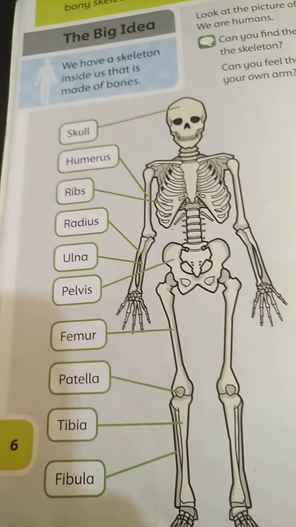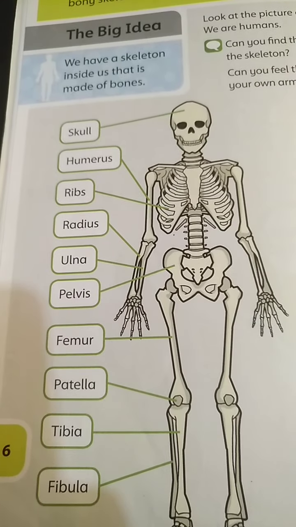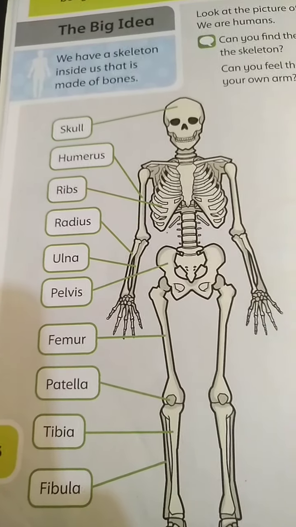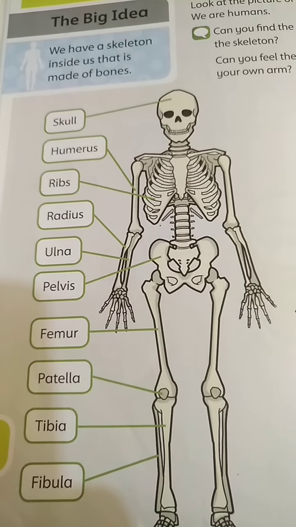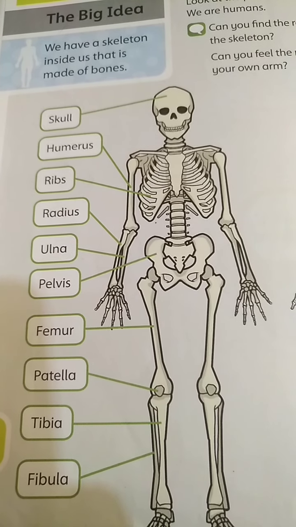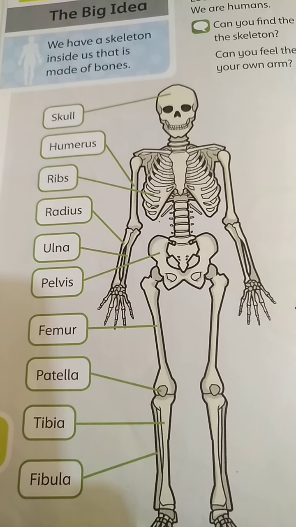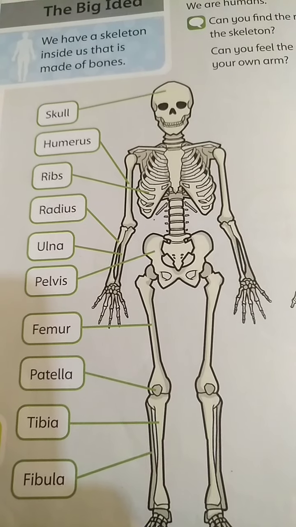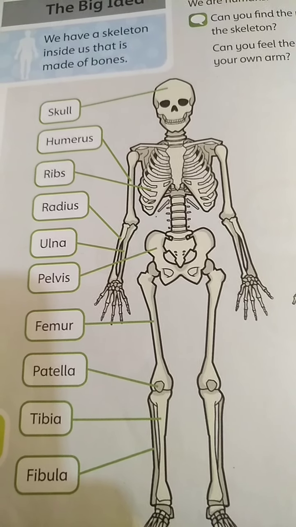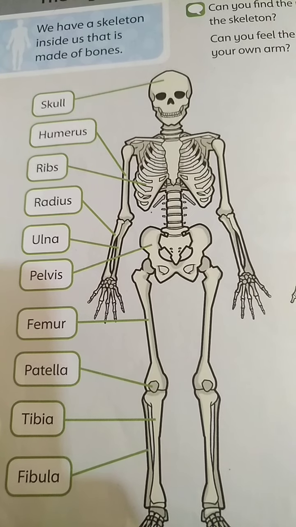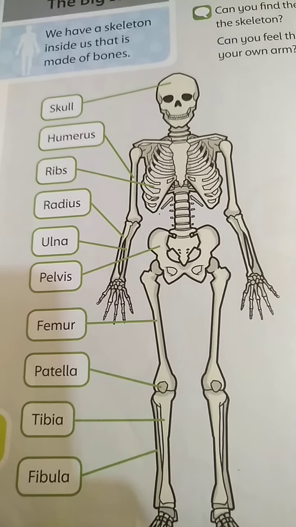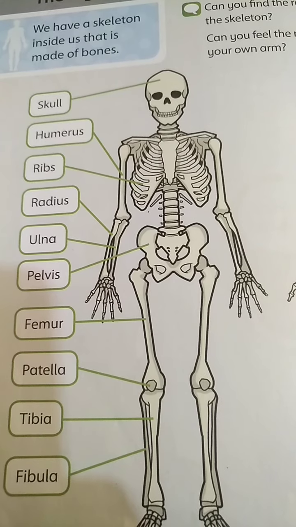Have a look at this page. This is page 6 of your student book. Closely observe the skeleton. I guess you people get the idea about the skull, the humerus, ribs, radius, and ulna.